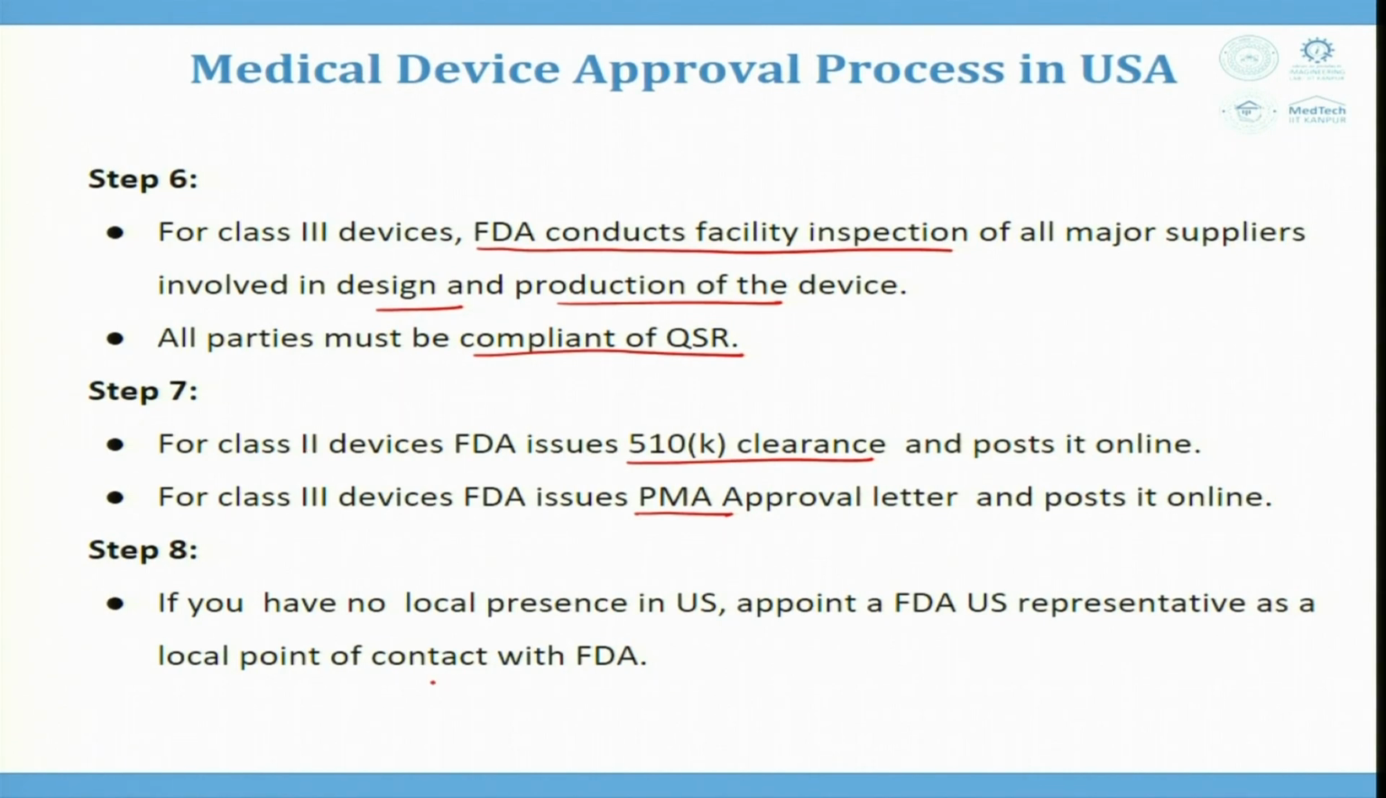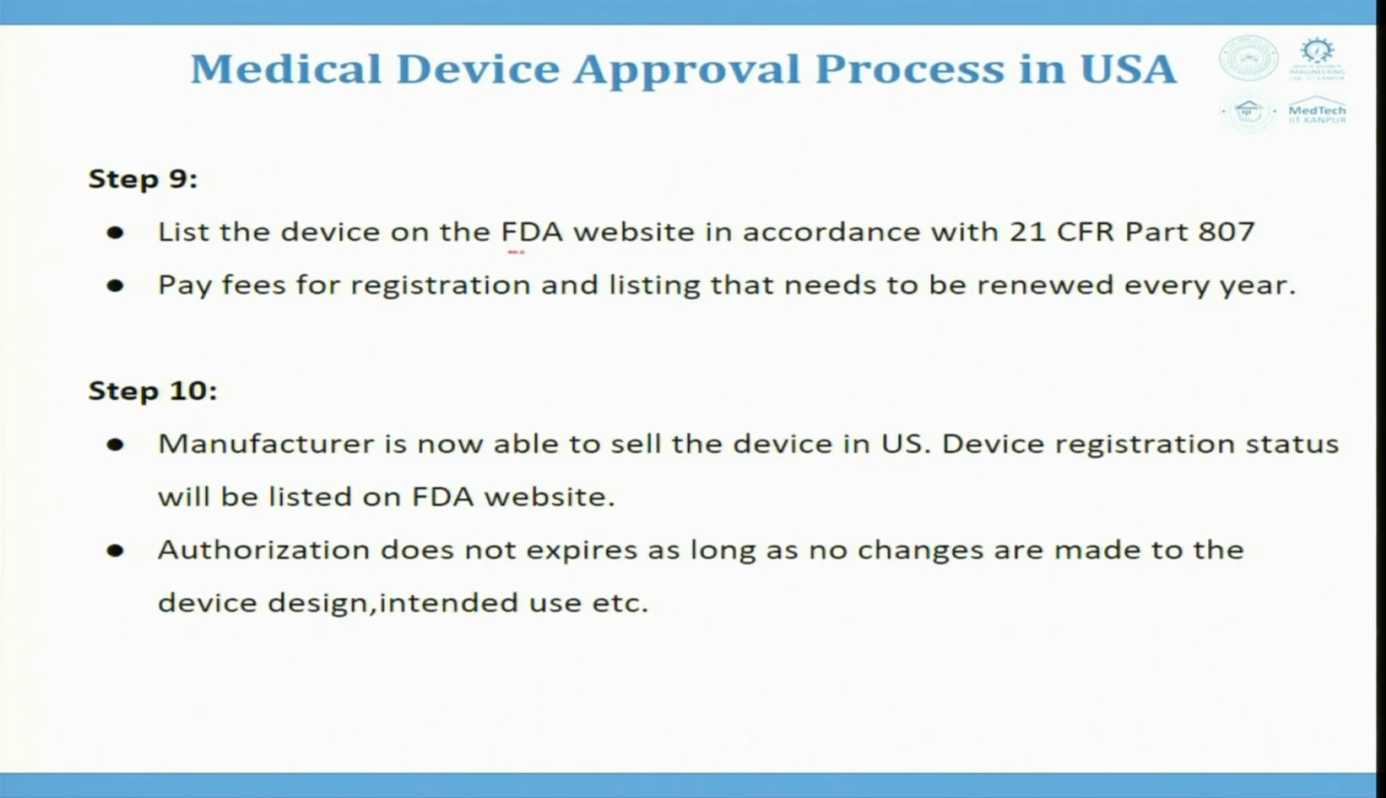So, if we have no local presence in the country United States, we need to appoint an FDA US representative. This comes as step 8 because this person becomes a local point of contact with FDA. Step 9 is we list the device on the FDA website in accordance with 21 CFR part 807, and we pay fees for registration and listing that need to be renewed every year. This 21 CFR Part 807 means it is an establishment registration and device listing for manufacturers and initial importers of device.